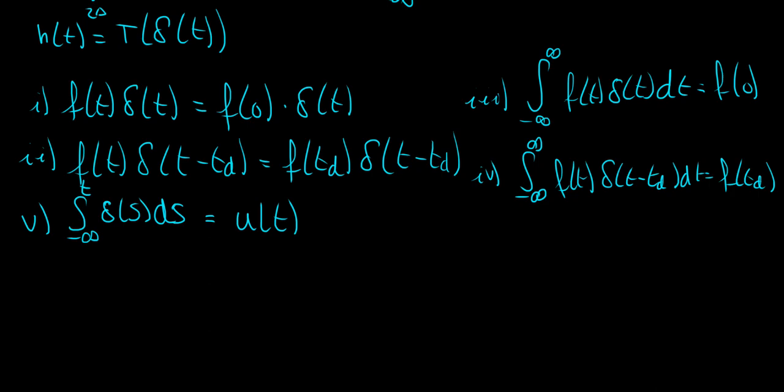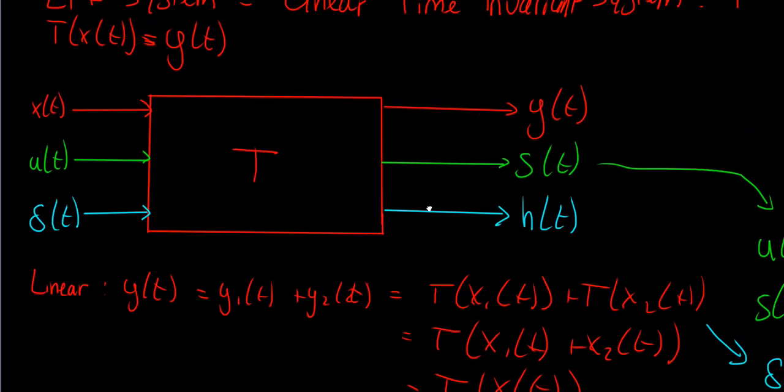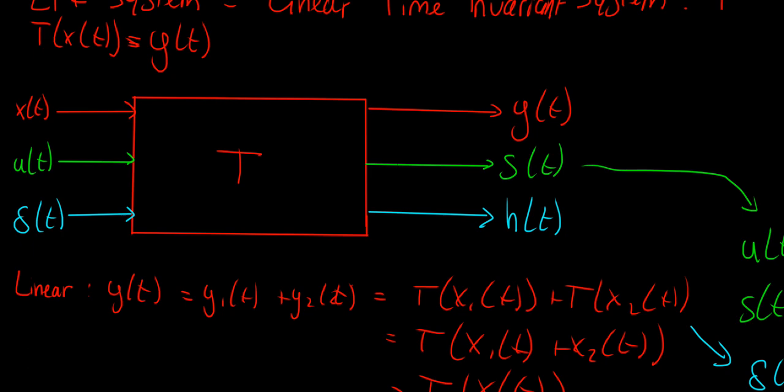So we know that the step function and the impulse function are related to each other because the step function is the integrated form of our impulse function. And these are 3 very, very important functions that we will use throughout the rest of the LTI systems because they are very, very important.